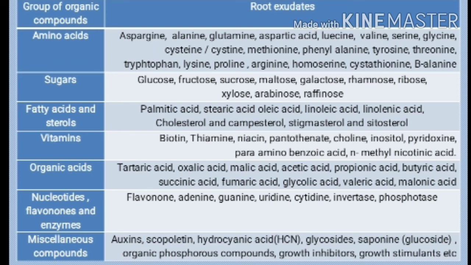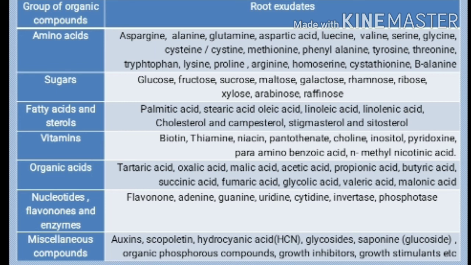Several sugars like glucose, fructose, sucrose, maltose, galactose, rhamnose, ribose, xylose, arabinose, raffinose are released from the root. Fatty acids, palmitic acid, stearic acid, oleic acid, linoleic acid, linolenic acid, and sterols such as cholesterol, campesterol, stigmasterol, sitosterol are reported in the root exudates.